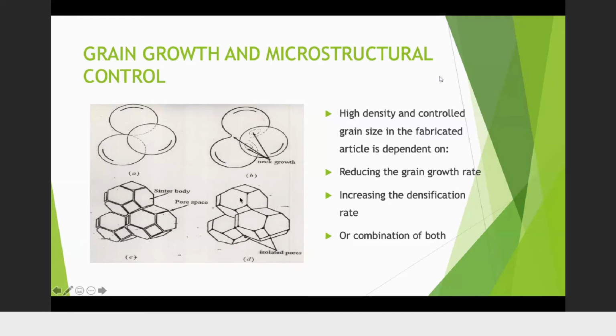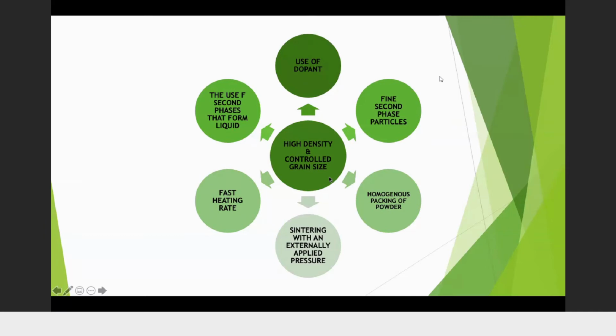So how can we achieve high density and controlled grain size? This is important in our ceramics fabrication. We want a high density, but the grain size must be controlled, okay? You can use dopants. You can use fine second phase particles. You can make sure that when you are packing your powder in the earlier stage, it is homogeneous. You can sinter your ceramic body with an externally applied pressure, a fast heating rate, and the use of a second phase that forms a liquid, that is, a liquid phase, okay?